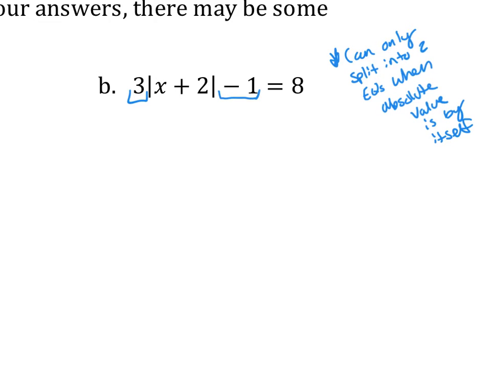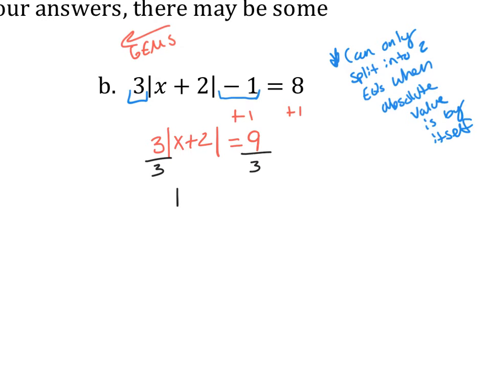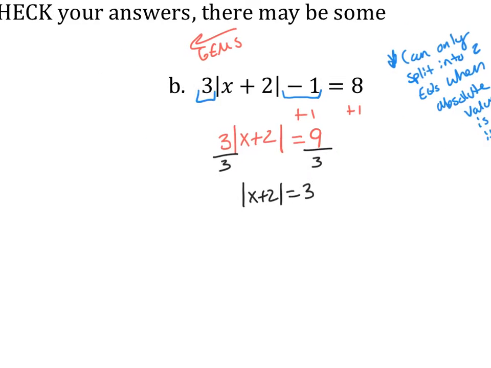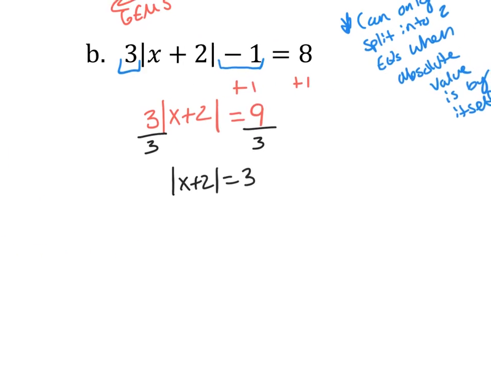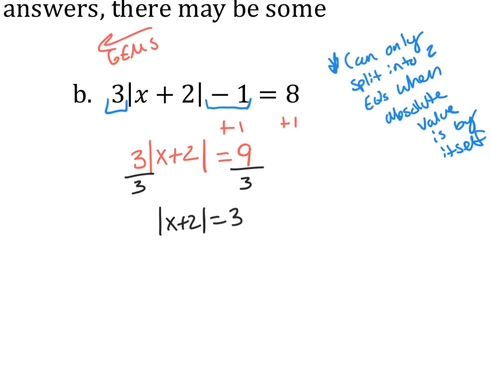So that means first we have to solve for that absolute value, get that absolute value by itself. So order of operations in reverse. Deal with the addition or subtraction first. And then divide by 3. Okay, and now from here it's the same idea as letter A, where we can split it up and solve both equations. So I want you guys to go ahead and finish this one. Don't forget to check your answers at the end.